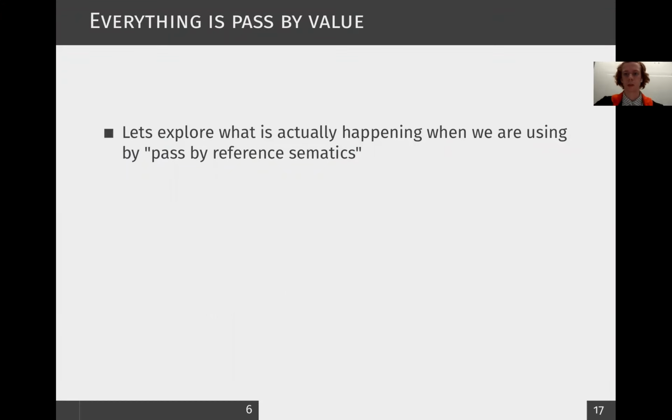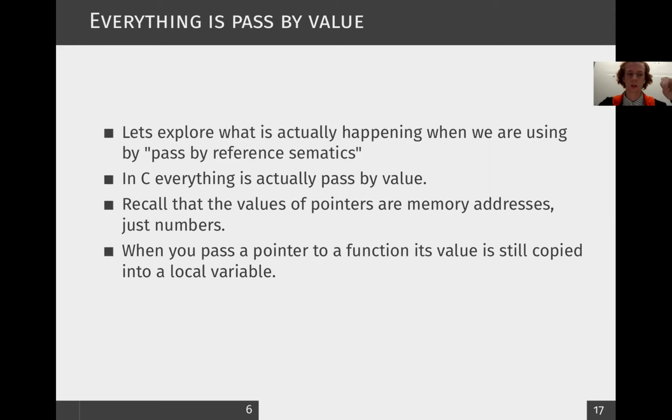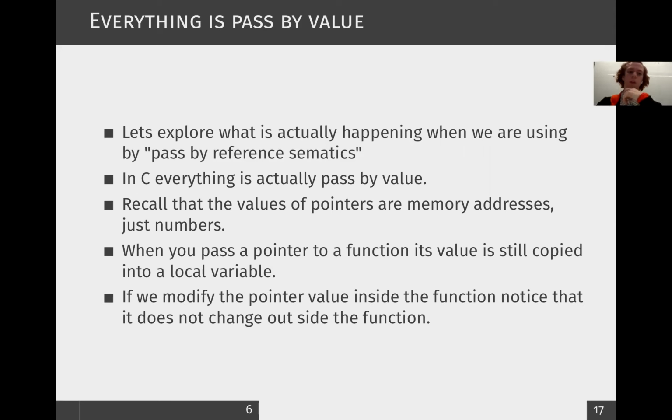So we've talked about pass by reference and pass by value, but really in C, everything is pass by value. So let's see what's actually happening when you're using the pass by reference semantics. Like I said, in C, everything is passed by value. So the values of pointers are memory addresses. They are just numbers. When you pass a pointer to a function, its value is still copied into a local variable. A copy of that pointer is made. The value of the pointer you passed in is copied to the local pointer variable that was created. If we modify the pointer value inside the function, notice that it doesn't change outside the function.